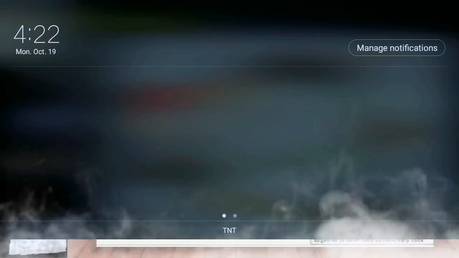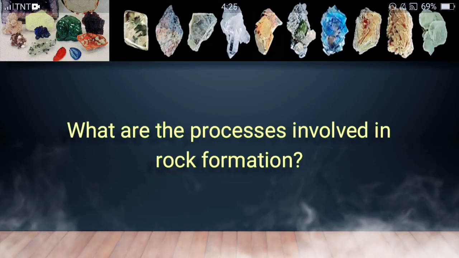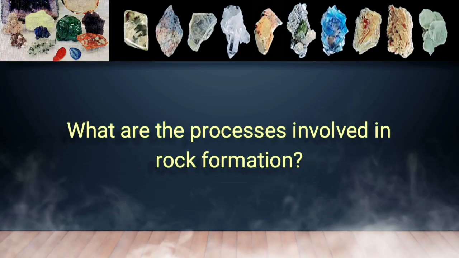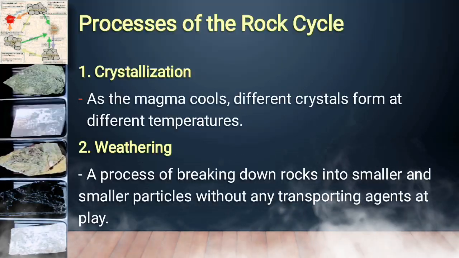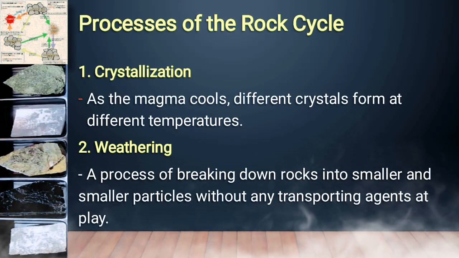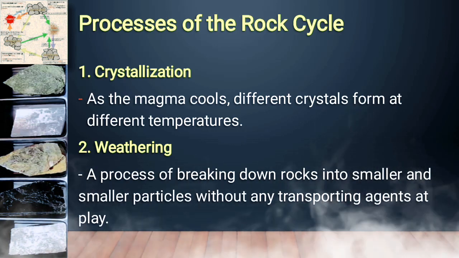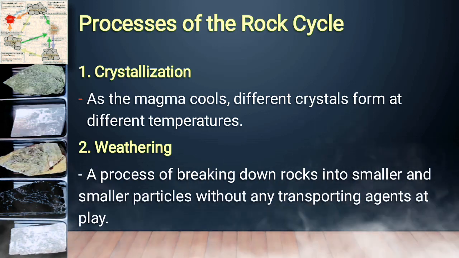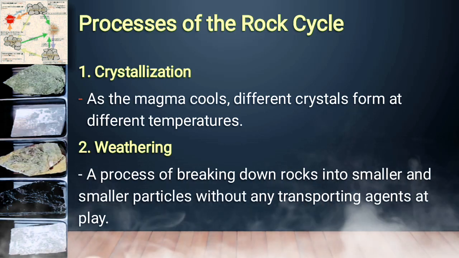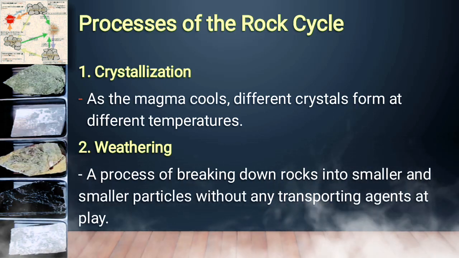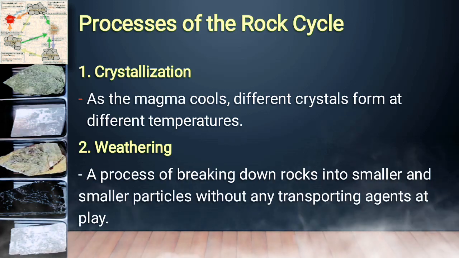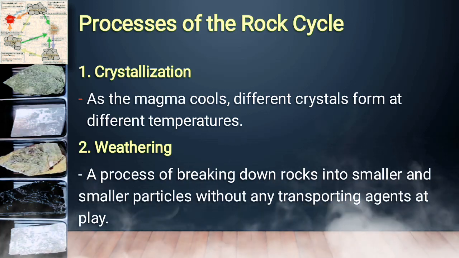What are the processes involved in rock formation? Processes of the rock cycle. Number 1, crystallization of magma. Magma is the liquid form of rocks under great pressure and temperature due to heat from the earth's core. As the magma cools, different crystals form at different temperatures.